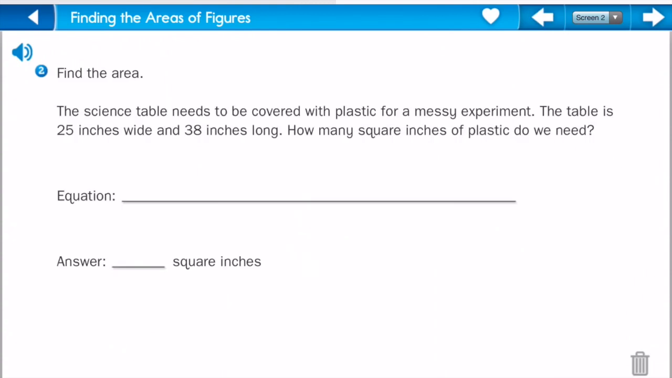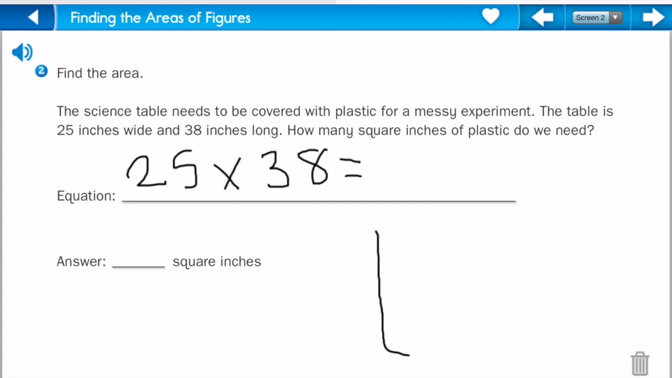Alright. The science table needs to be covered with plastic for a messy experiment. The table is 25 inches wide and 38 inches long. How many square inches of plastic do we need? So we need to find the area. So we're going to need to do 25 times 38 equals something. So let's draw our box.